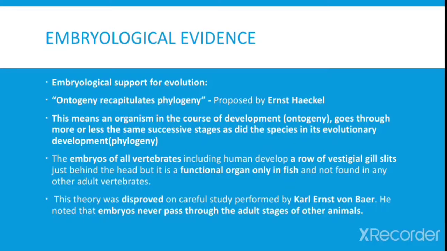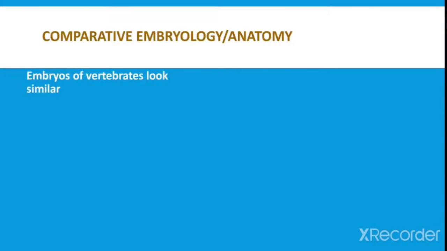The embryos of all vertebrates including human develop a row of vestigial gill slits just behind the head, but it is a functional organ only in case of fish. It is not found in other adult vertebrates. Now the theory of ontogeny recapitulates phylogeny was disproved later on by careful study performed by Carl Ernst von Baer. He noted that the embryos never pass through the adult stages of other animals, though they are similar in appearance.